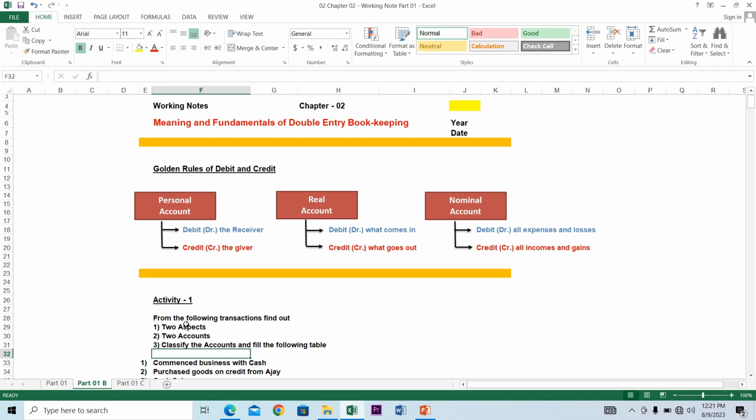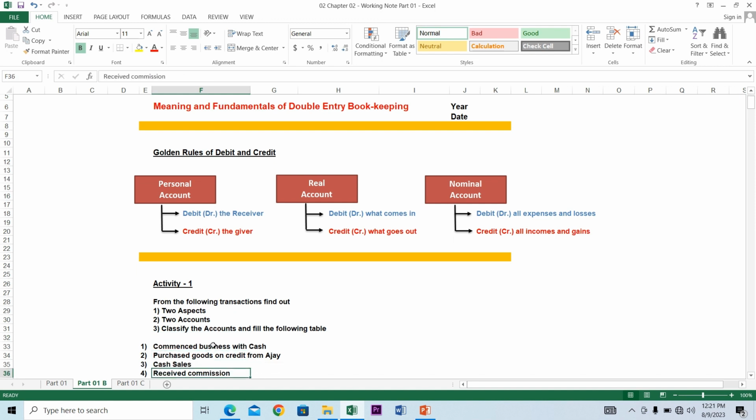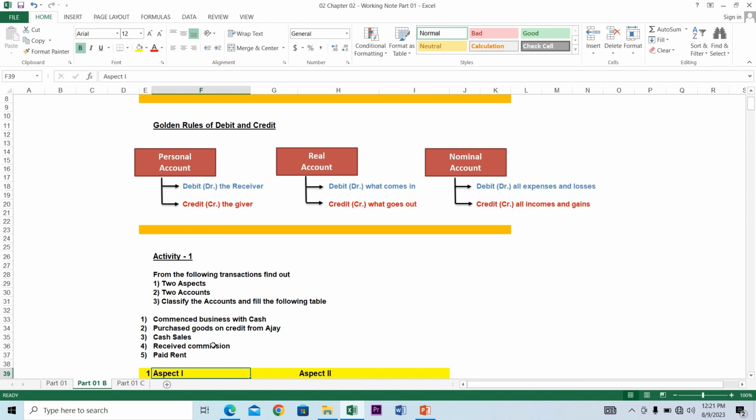So now activity 1. From the following transactions, find out two aspects, two accounts and classification. Classify the accounts. These are very important. I told you, the classification of accounts means we have to understand whether it is a personal account, a real account or a nominal account. That is compulsory. That is a must. And then you can decide what to debit and what to credit, because that golden rule is already given.